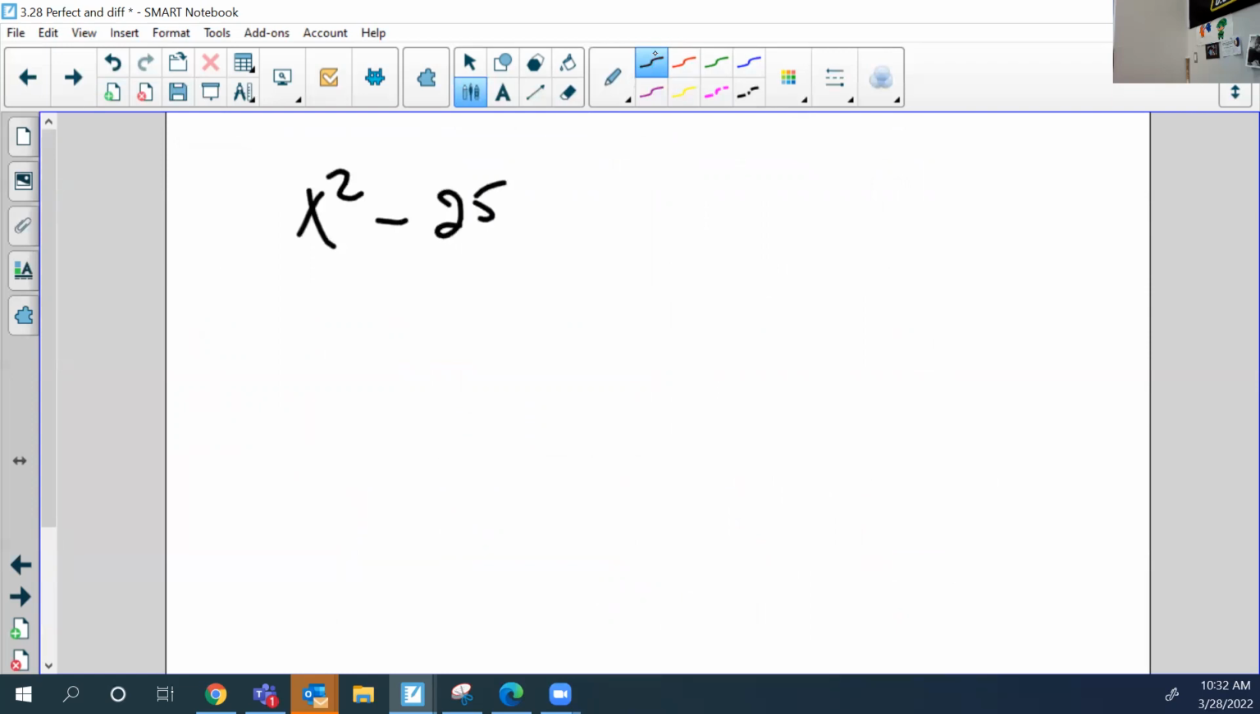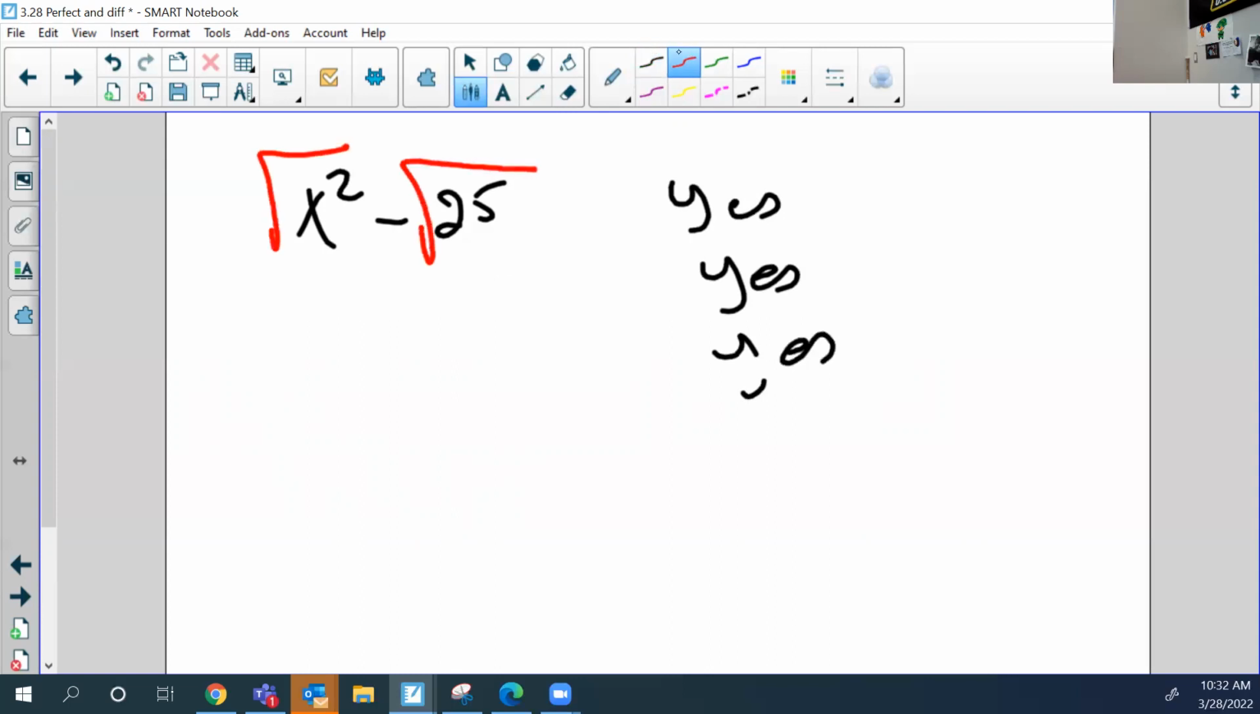Okay, so let's go to the checks now. Is that a binomial? Yes. Are both terms perfect squares? Well, x squared is a perfect square, 25 is a perfect square, so yes. And then the last one, is there a minus sign between them? Yes, all three.